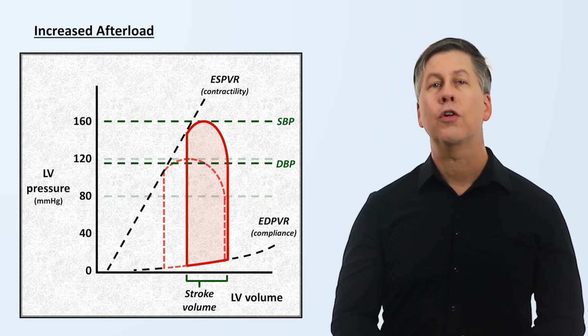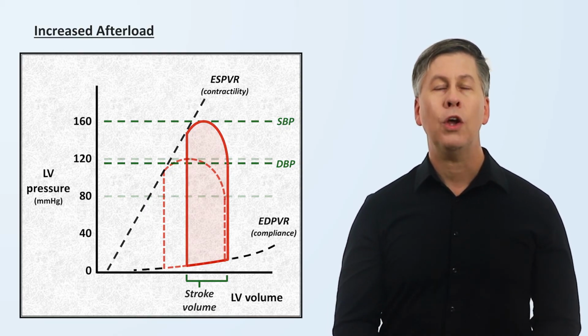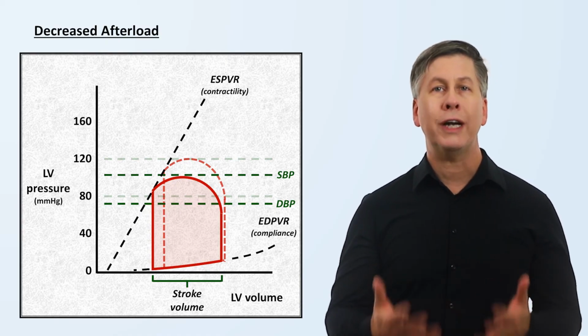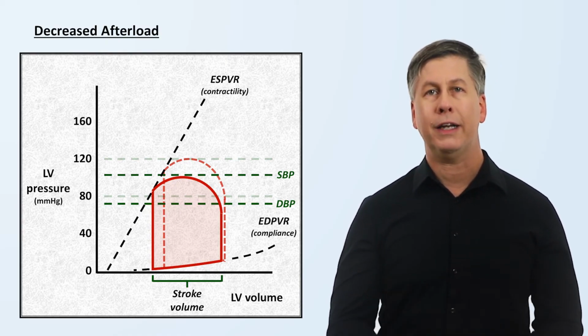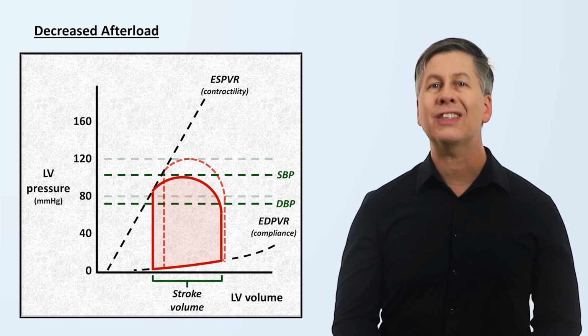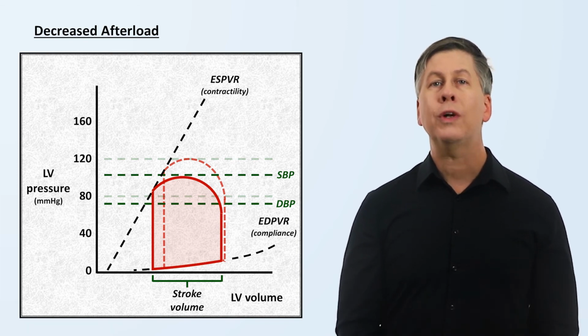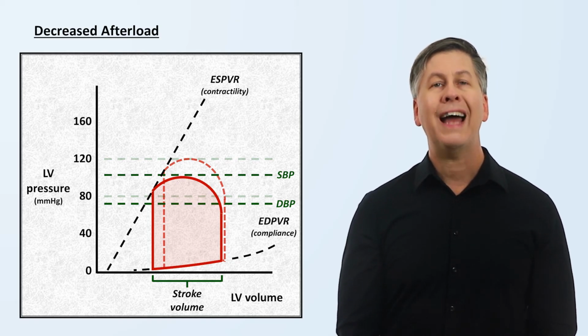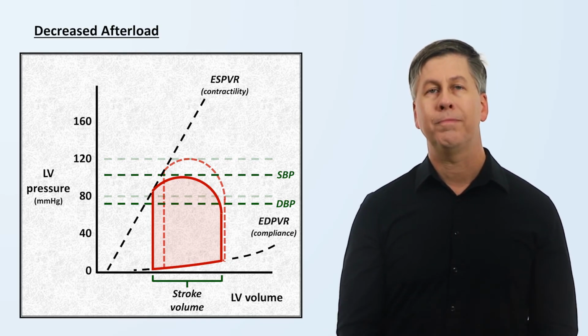When afterload is decreased, for example due to the administration of vasodilating medications, the systolic and diastolic pressures will be lowered, which lowers points 2 and 3, resulting in a lower LV pressure at end systole and an increased stroke volume.